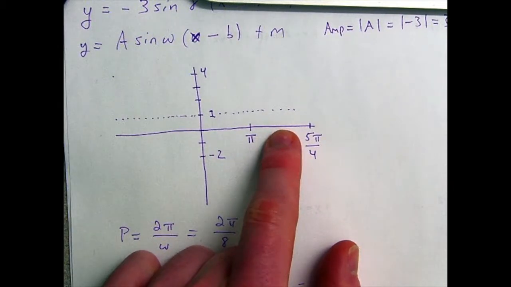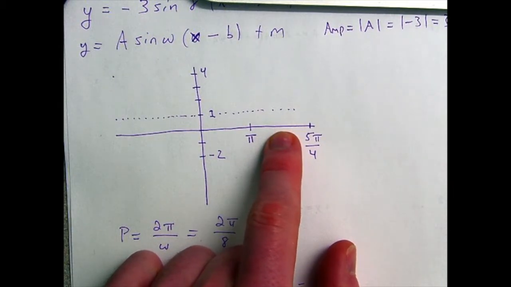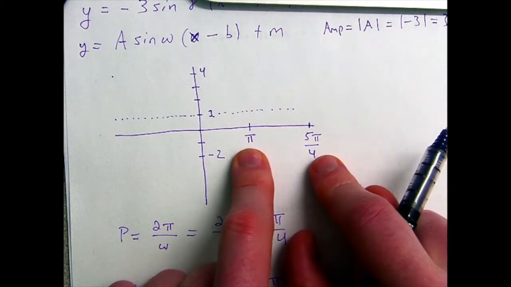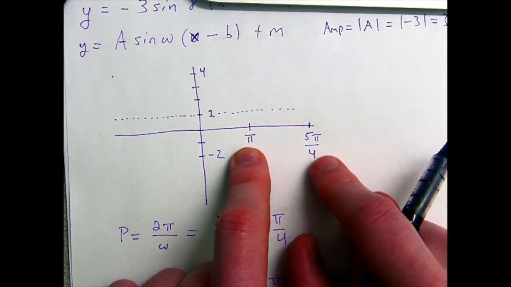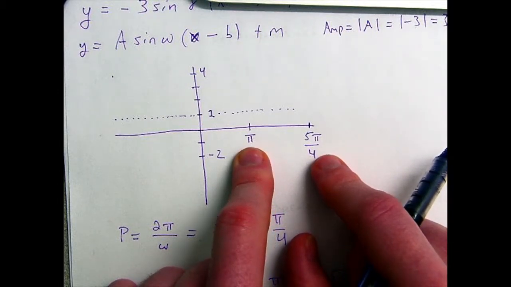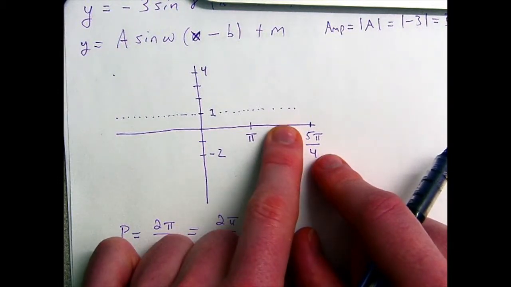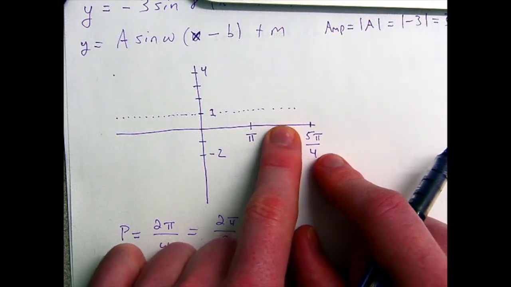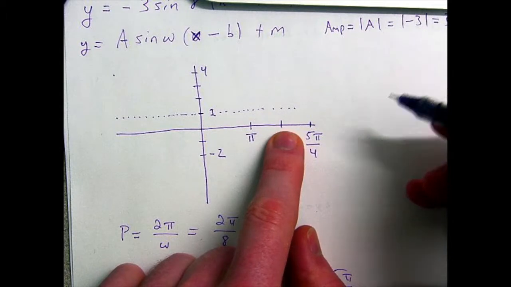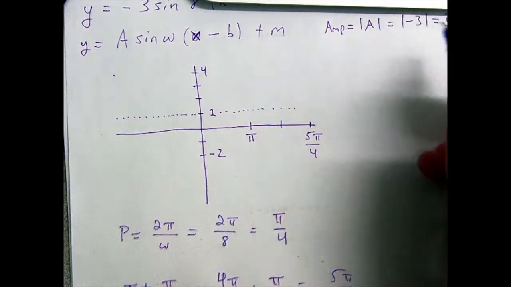So how can we find the middle of the cycle? There's a couple ways of doing it. The middle of the cycle will be halfway between these 2 points. You could take these two numbers, add them together, and then divide by 2. That would give you the midpoint of these two values. Or you could say to yourself, the halfway point, the middle of the cycle, is going to be where?